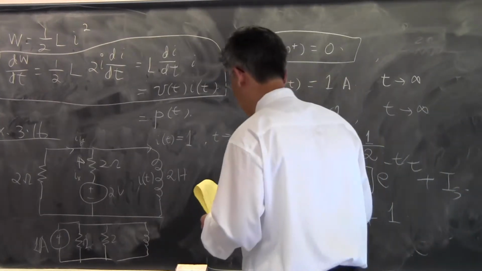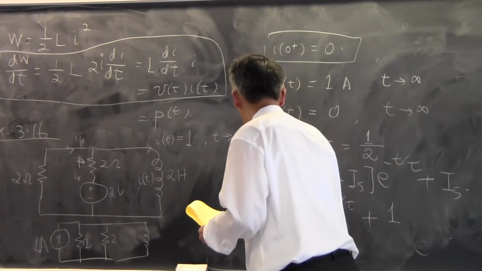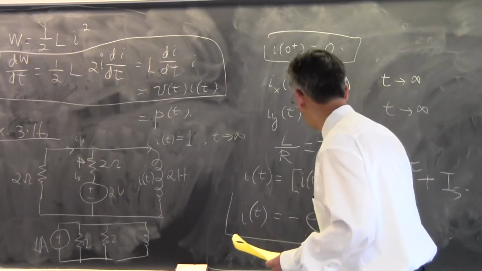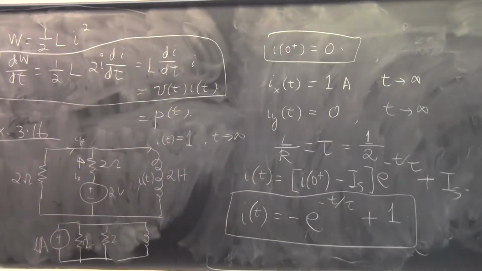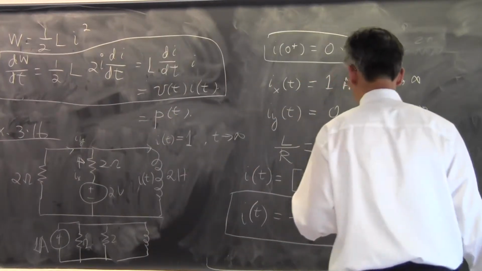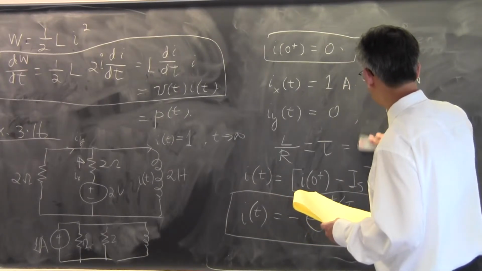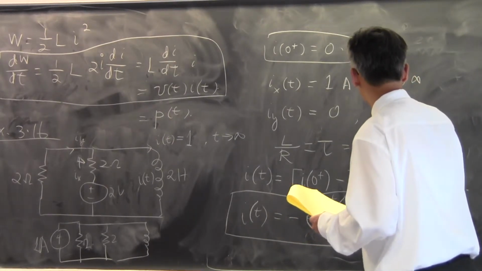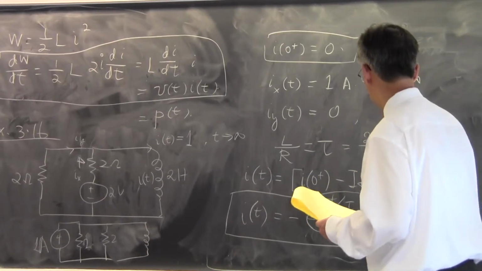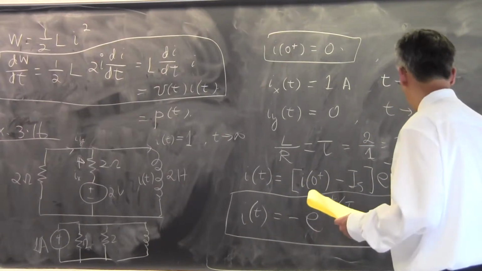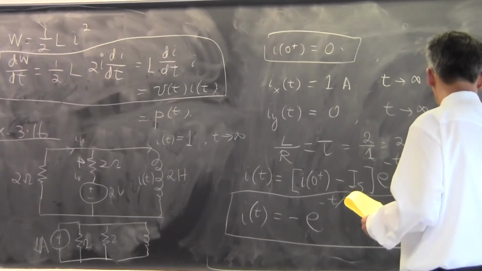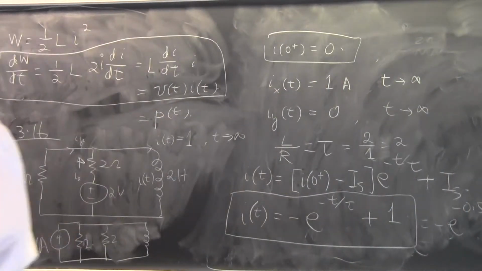Okay? Does everybody get how I get this solution? Any questions on how to get that solution? Yes? How do you get tau equals 1 half? Tau is equal to... L is equal to 2, R is equal to 1. So you're correct. It should be 2 over 1. It's 2. Okay, so tau is equal to 2. And then this should be equal to minus 0.5 t plus 1. Okay, thank you for pointing that out.